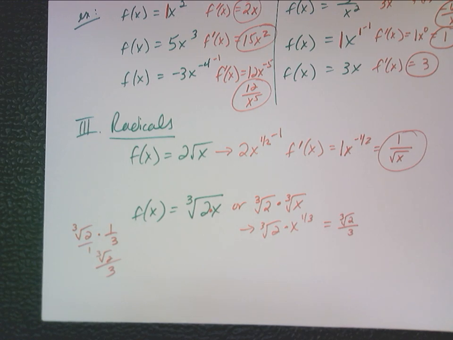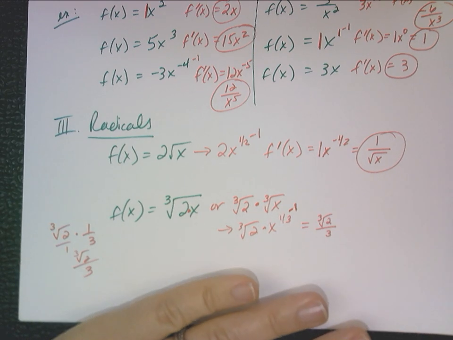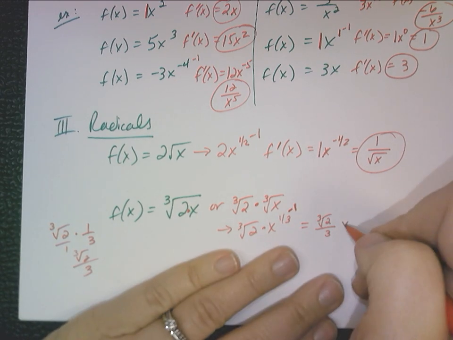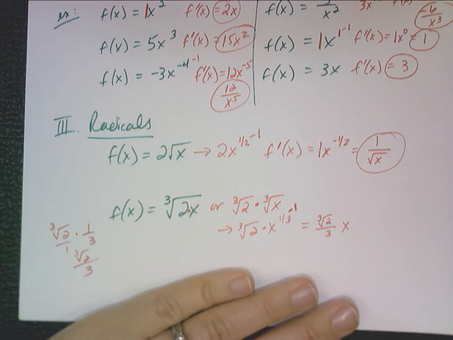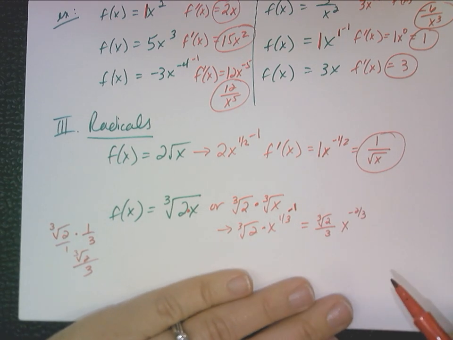Multiply this number by 1/3. What's 7 times 1/3? 7/3. What's the cube root of 7 times 1/3? Cube root of 7/3. Okay? All right, but then now take away 1. X to the what? -2/3. Okay, now rewrite this correctly.